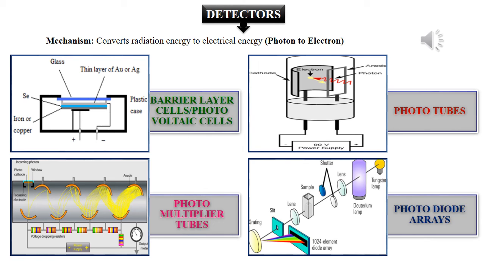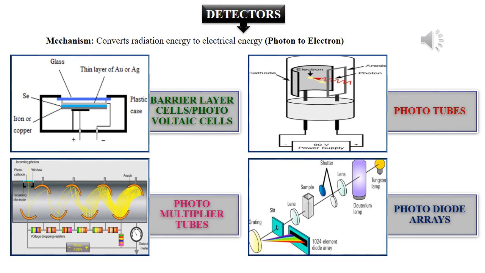What is the role of photomultiplier tubes, where will you be finding them, and in what type of instrument will you be finding these detectors? In filter type instruments you will be finding photovoltaic cells and phototubes as detectors. In spectrophotometers we will be finding photomultiplier tubes and photodiode arrays.